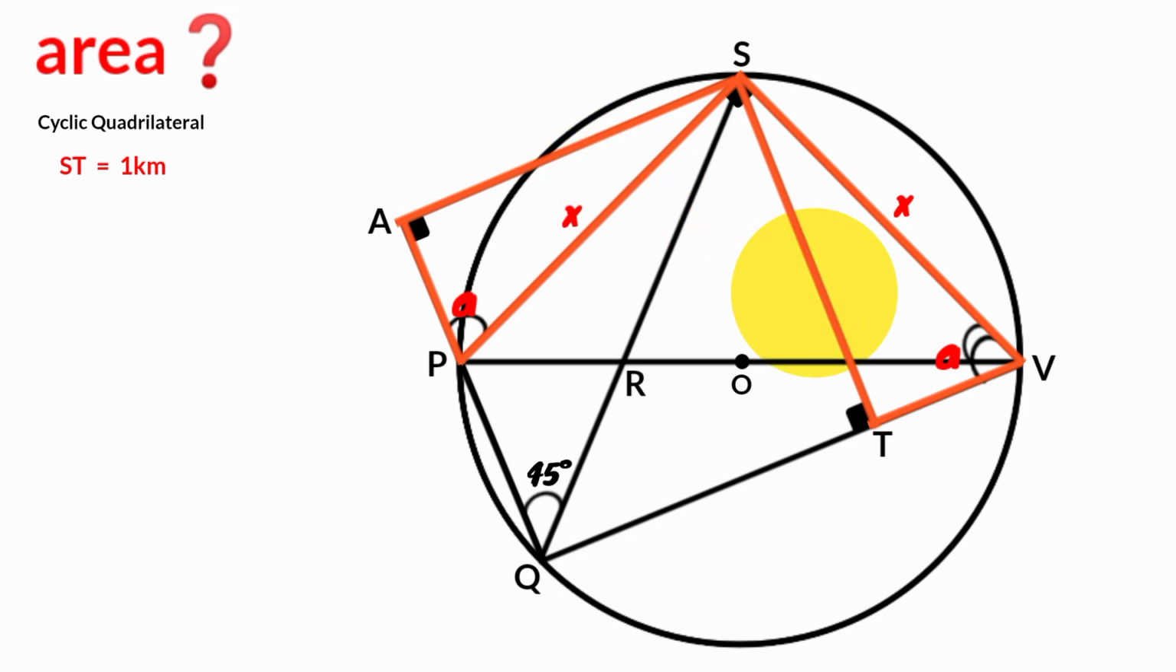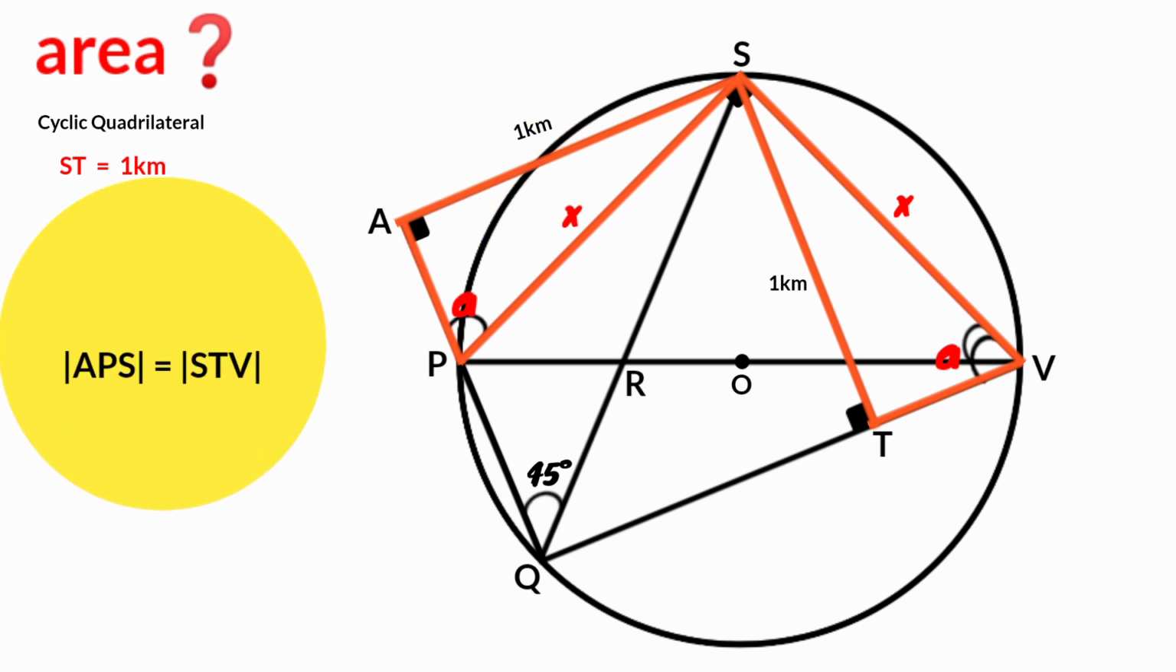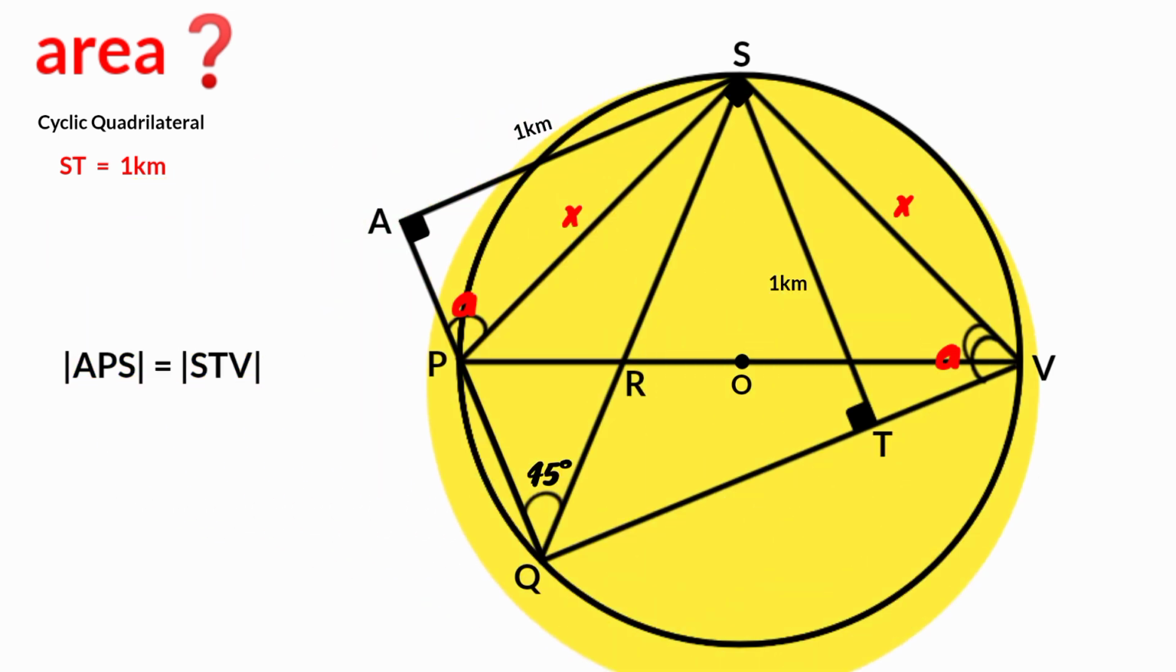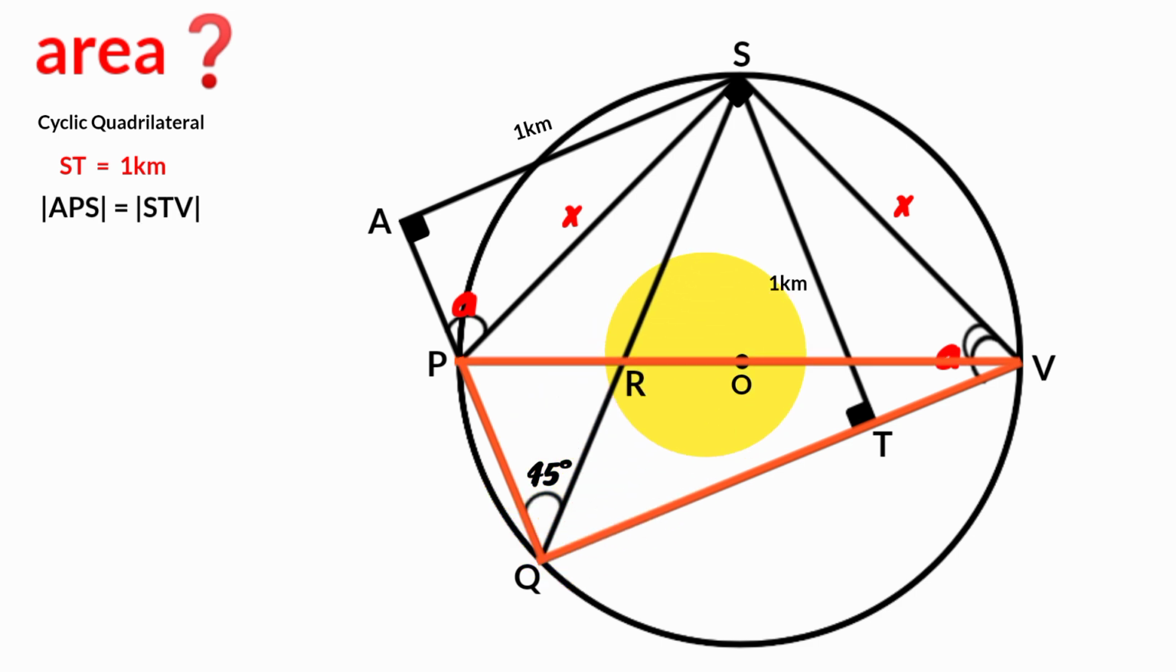The length of side ST is 1 kilometer. Therefore, this must also be 1 kilometer. We write it out. The triangle APS equals triangle STV. Here, this angle is also subtended by this diameter, hence it is a right angle.